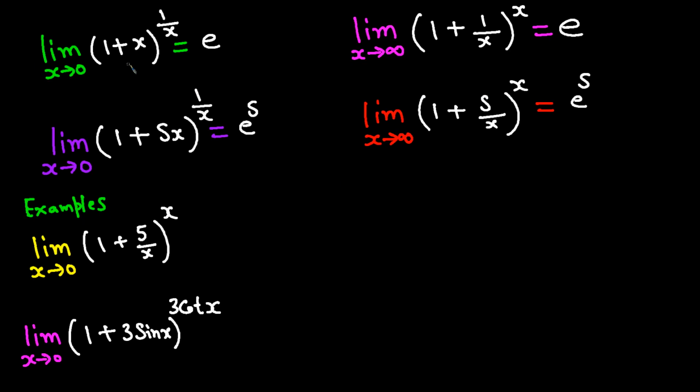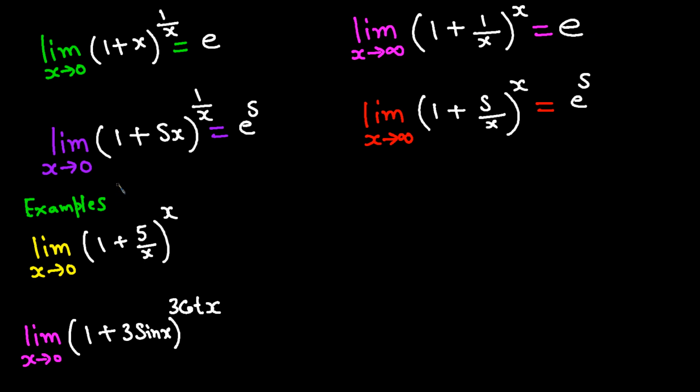So for example, the first one we got, the function is (1 plus x) raised to power 1 over x, and the limit as x approaches 0, and the answer to this limit is just e raised to power 1. Okay, and if instead of x it is 1 over x, and in this case x approaches infinity, the power is x, the answer is e again.